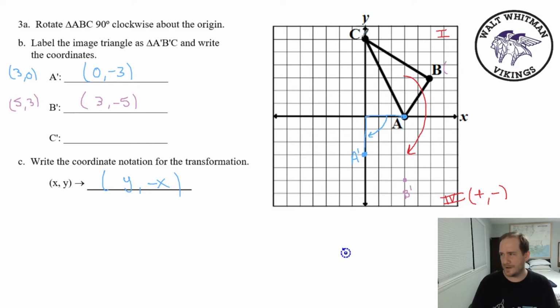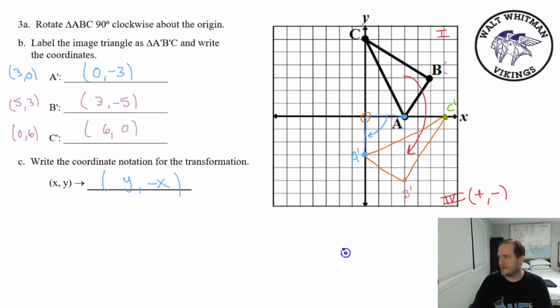And then last we have C. Now C is at 0, 6. So our rule tells us that that's going to become 6, 0. And we're changing the sign of x, but negative 0 is still just 0. So we can plot 6, 0. It's going to be right here. So that's C prime. And that means our triangle is this one. And I think looking at that, you can see that, yep, that's a 90-degree rotation around the origin.